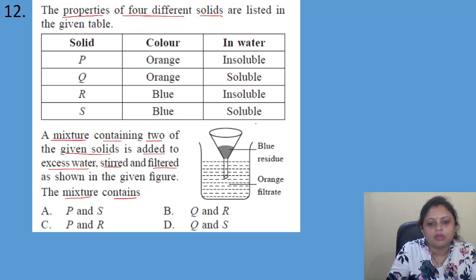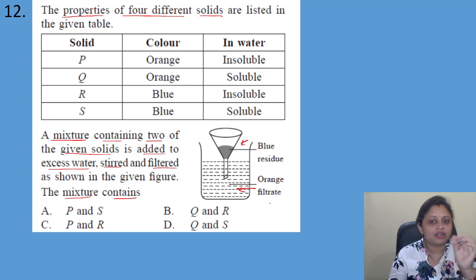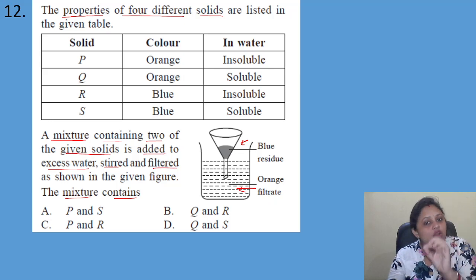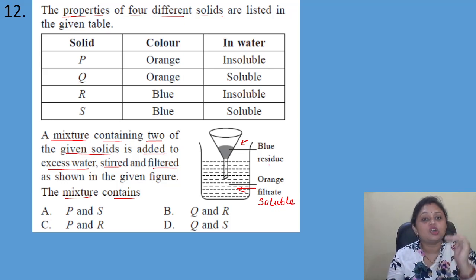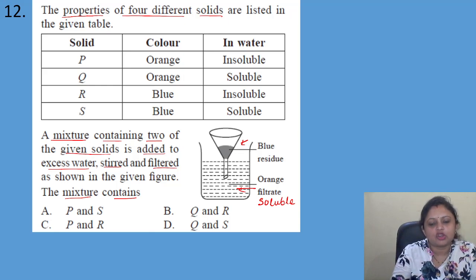Now you see the residue, it is blue in color, the filtrate, that is orange in color. If the filtrate is orange, filtrate क्या होता है, that is soluble in water, okay. So that orange part it should be soluble in water. Blue residue, what is residue? Which is not soluble in water, जो कि वाटर में soluble नहीं है, इसलिए वो वहाँ पे रह गया है, ठीक है. It is not soluble.